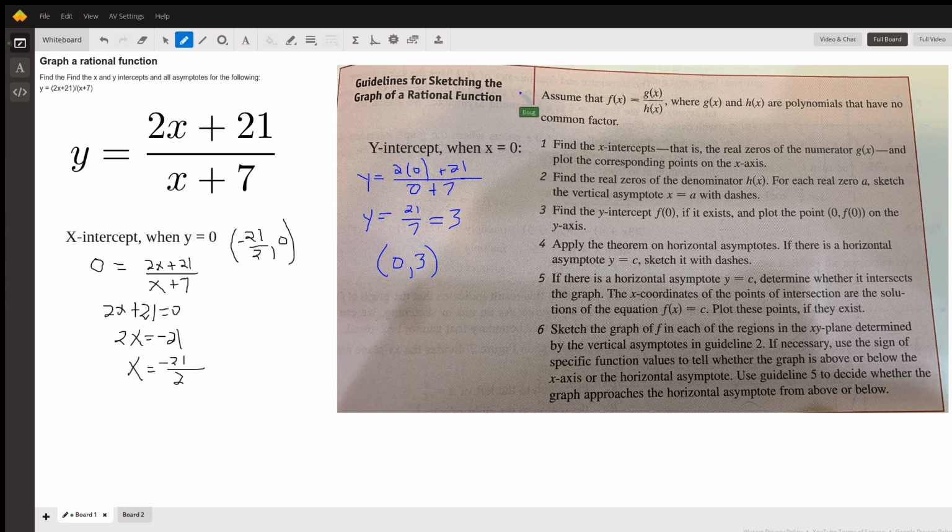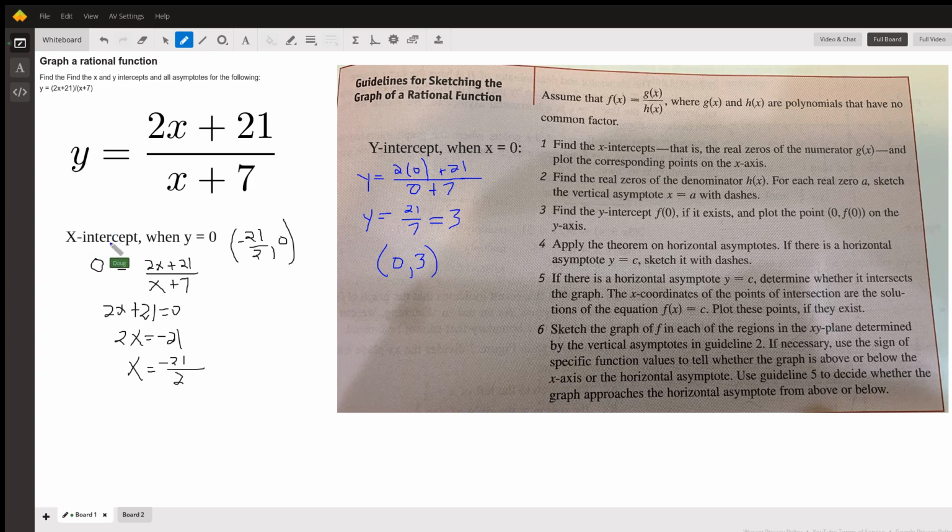I've put some guidelines for sketching rational functions here. I'm not going to read through all these, but you'll see that if you do, those ideas of finding the x and y intercepts and all asymptotes are included in this list. And when you get to calculus, there'll even be more steps. But for now, we're just going to find the x and y intercepts and the horizontal and vertical asymptotes.